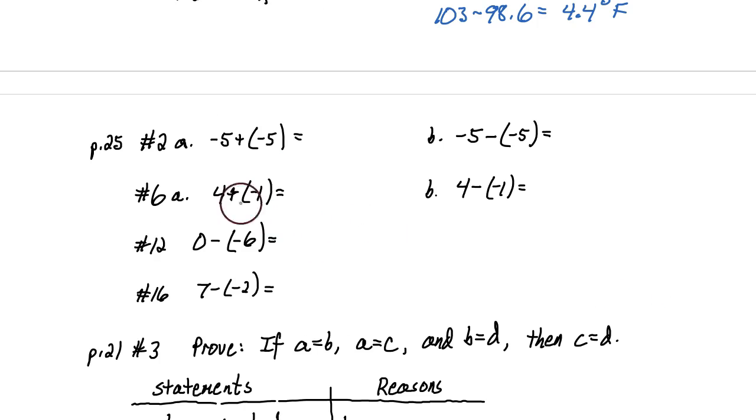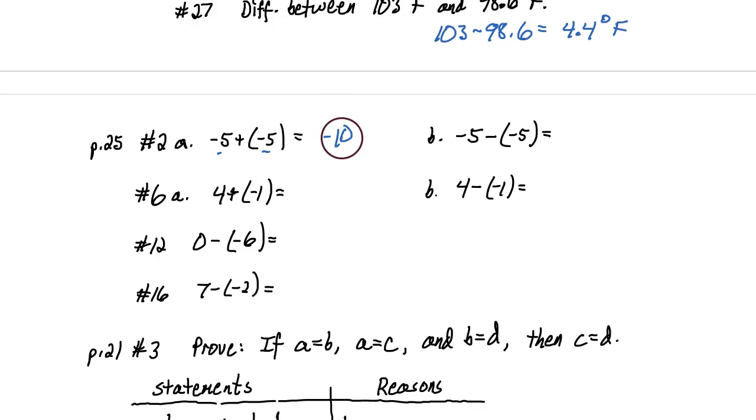Now page 25, number 2. -5 plus -5. We're doing an adding problem. That number is negative and that number is negative. The numbers being added have the same sign. So you add their absolute values and give the answer the sign of the numbers you had to begin with.